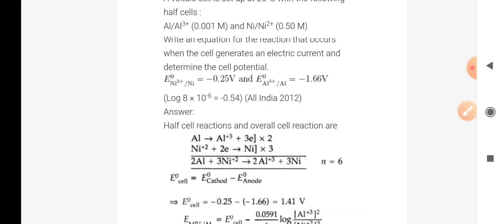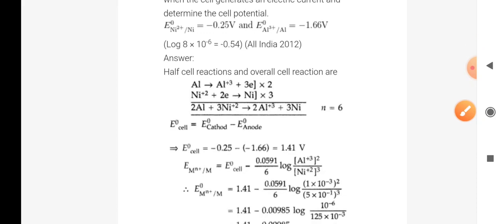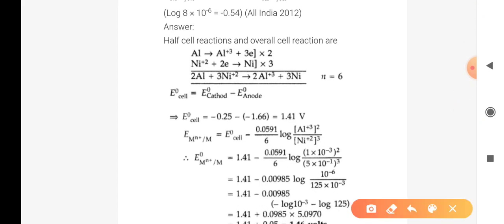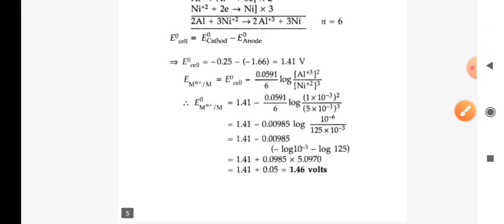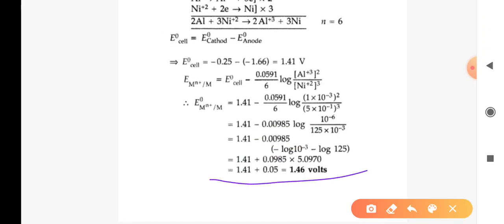After that we have the given concentration of aluminium and concentration of nickel. The concentration of aluminium is 0.001 m and the nickel solution is 0.50 m. So we will write both the values here. After that we will solve this, and by finally solving all the values we get the answer for the numerical. So like that we can solve these kinds of numericals.